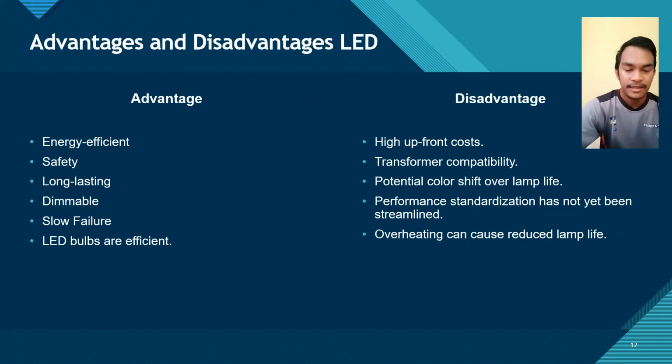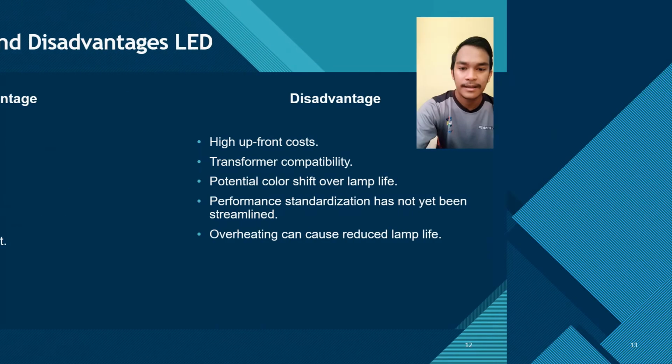Next is the advantages and disadvantages of LED. The advantages are energy efficient, safety, long-lasting, dimmable, slow failure, and more efficient. The disadvantages are high upfront cost, transformer compatibility, potential color shift over lamp life, performance standardization has not yet been streamlined, and overheating can cause reduced lamp life.